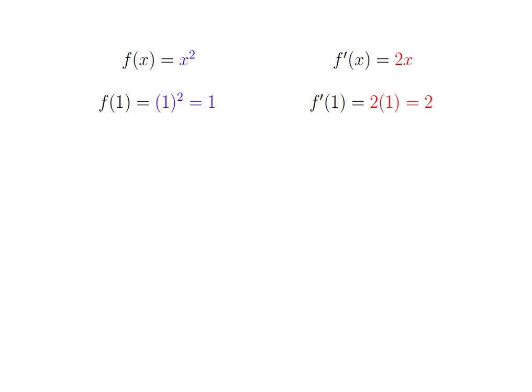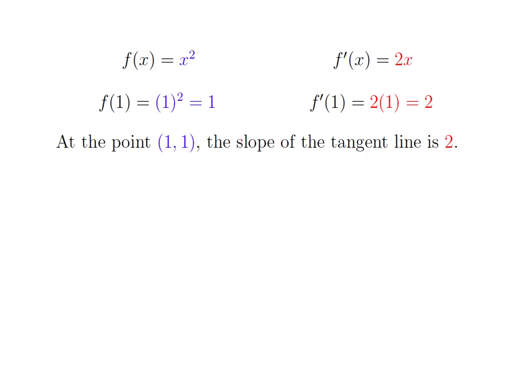So we can pick any point and plug that into our function. In this case, we have chosen 1. f of 1 equals 1 squared, which equals 1. So when x equals 1, y equals 1. And the derivative of the function, when we plug 1 in for x, the derivative of f of x at x equals 1 is 2 times 1, or 2.